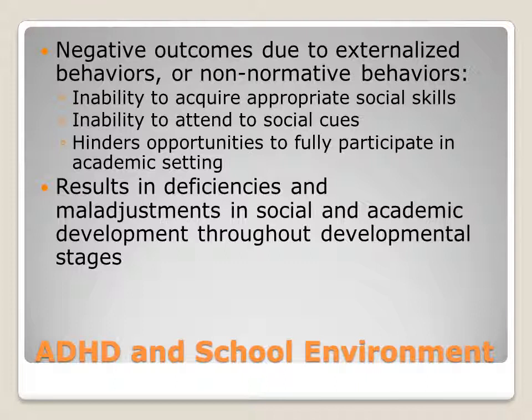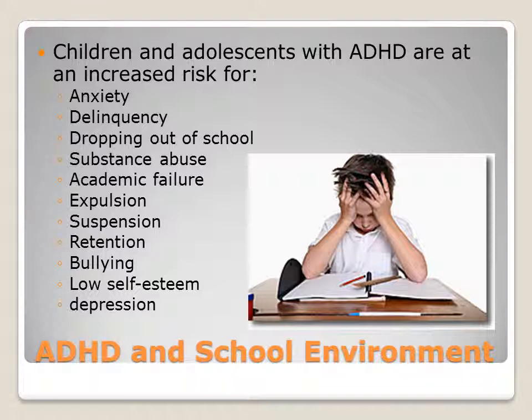So because of this inability to grasp social cues and social skills and not participating in academic environments, as they develop through their stages, there's going to be those deficiencies that happen. All the social and academic deficiencies and maladjustments that I just mentioned cause students with ADHD to be at an increased risk for many other disorders or many other negative outcomes. So you've got anxiety, delinquency, dropping out of school, substance abuse, academic failure, expulsion, suspension, retention. Oftentimes, because of their inability to understand social cues, they're targets for bullying, low self-esteem, and then of course you have the depression.